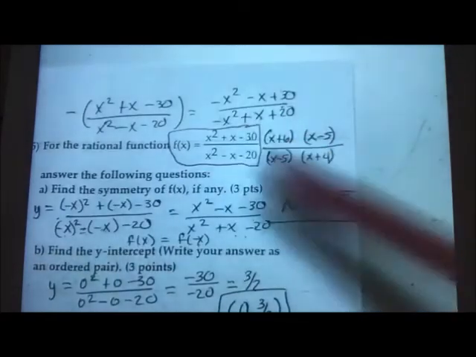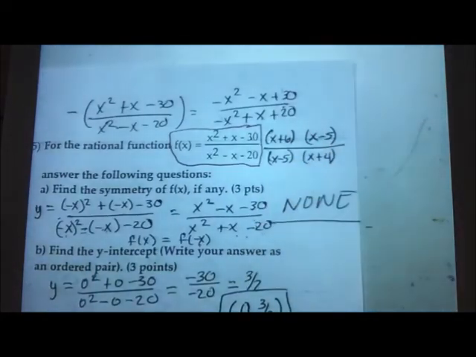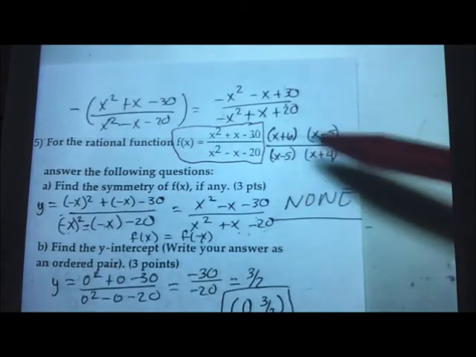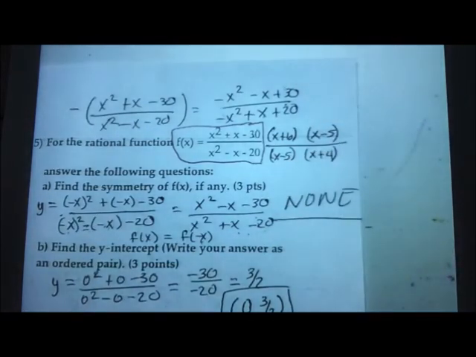What do I have to look at here? How do I know if there's a hole? Do you remember what made the holes? Having the same what on top and bottom? Do I have the same equation on top and bottom? Look at this, my sweetie pies. Do I have the same thing on top and on bottom? Yes. So do I have a hole?